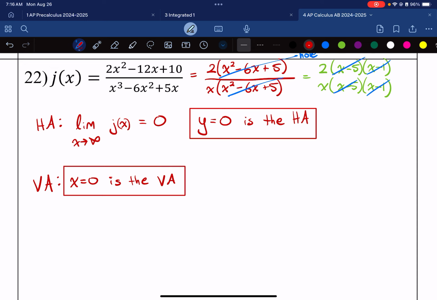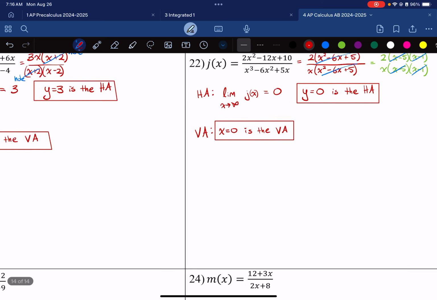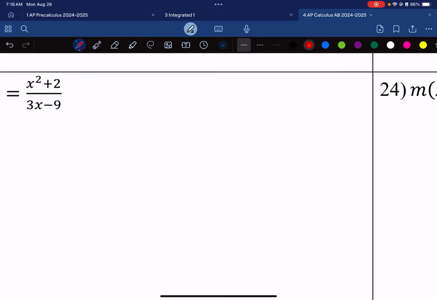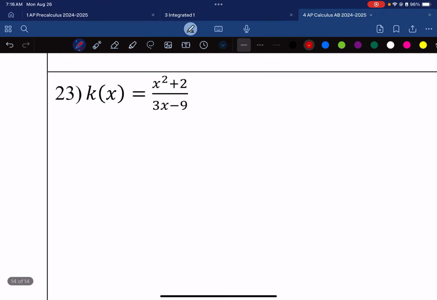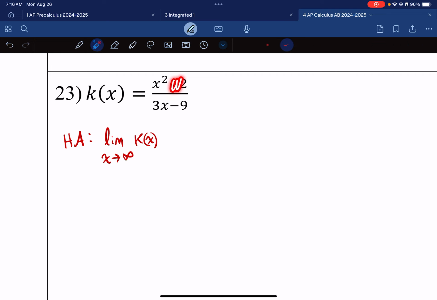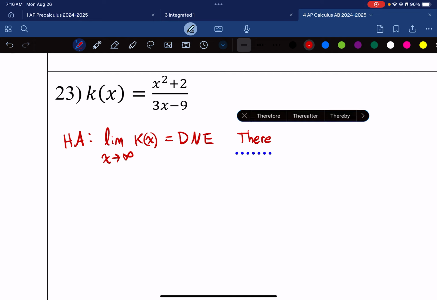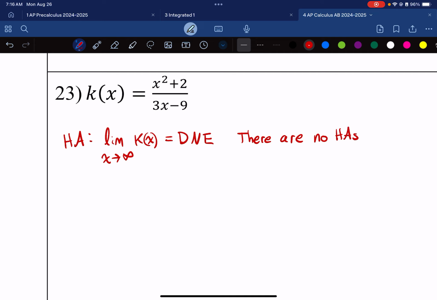Excellent. All right, moving on to our second last problem, number 23. I was worried that we had problems after that. All right, let's find the horizontal asymptote. Again, to find the horizontal asymptote, you take the limit of our function k of x in this case as x approaches infinity. So top bottom rules, I'm getting rid of all the smaller degrees, and power of 2 wins over the power of 1, so this does not exist. You have to interpret that though. You can say that there are no horizontal asymptotes in this problem.